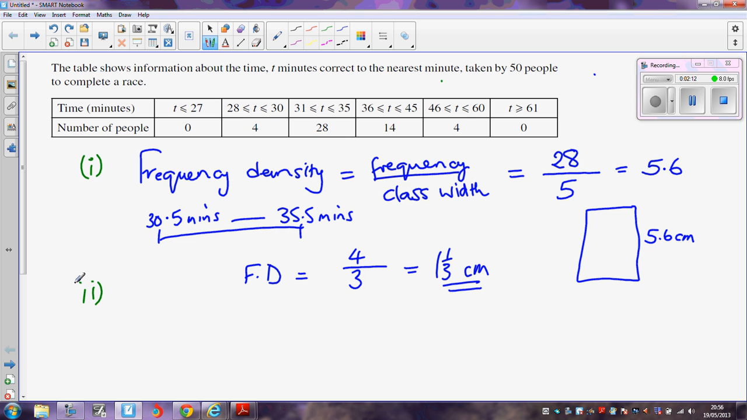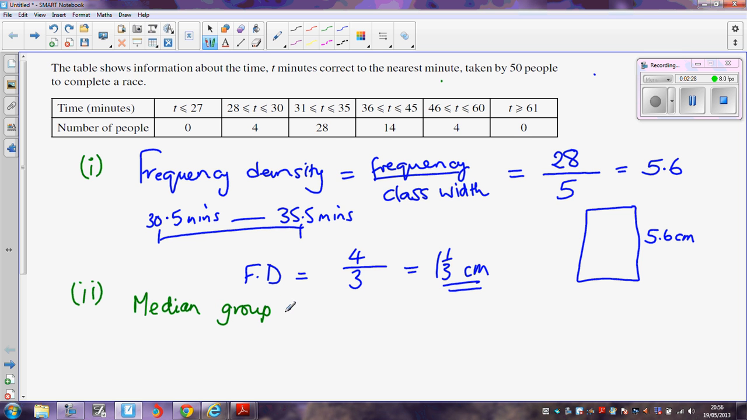Okay, the next part of the question asks us about the median, and whether the median is going to be larger than, smaller than, or equal to 33. So first of all, let's work out where the median group is going to be, and let's see if they've actually got the right group there.